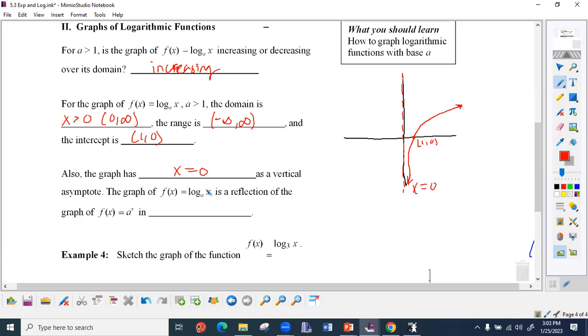The graph f of x equals log base a of x is a reflection of the graph of f of x equals a to the x. So we're going to draw in the exponential. It has the asymptote at y equals 0 and the intercept at 0, 1. And so it increases from left to right.